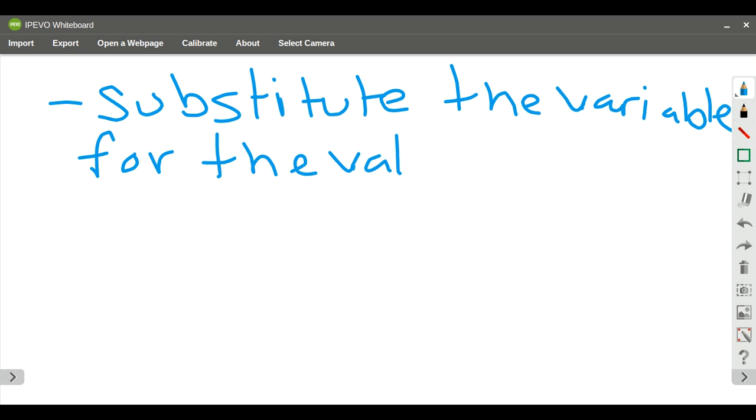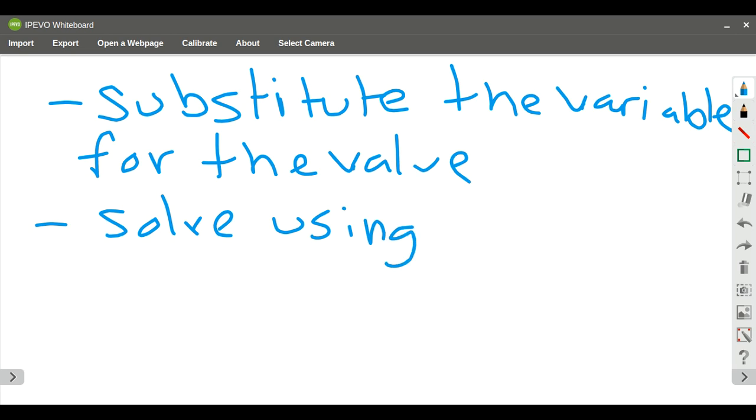And then our next step after we do that is we solve using order of operations. So that's how we evaluate an expression using substitution.